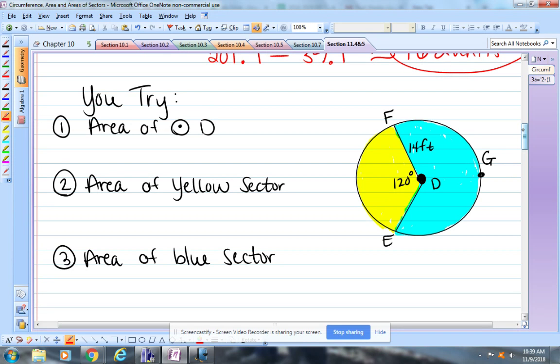Get all your answers, check them with somebody. If y'all are close, like I said, you might have rounded it just slightly differently, so your decimal places might be a little different, and that's okay. Just make sure your numbers are pretty close. Okay.